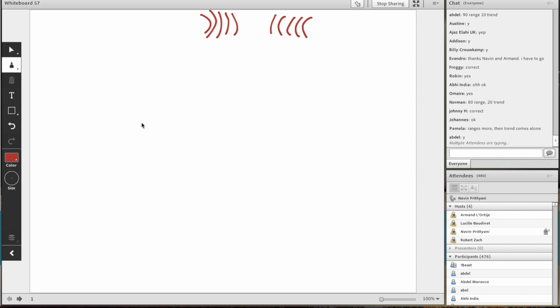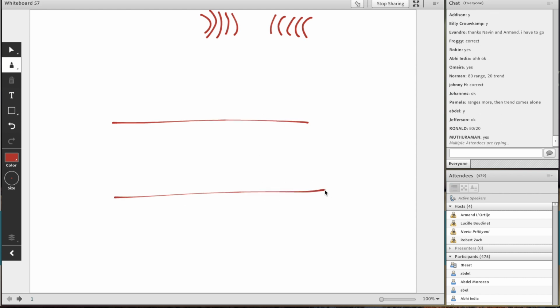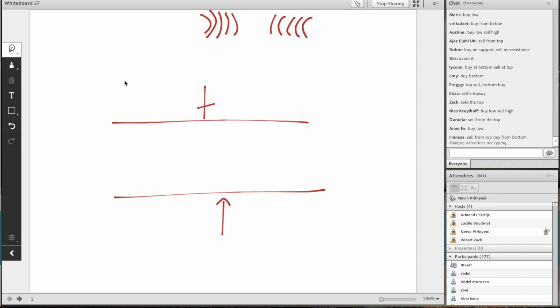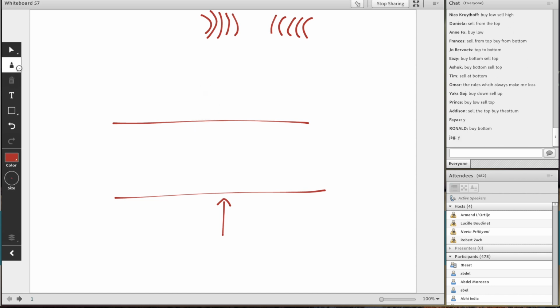What are the rules for trading ranges? How do you trade a range? Good. Common sense knowledge, right? Sell from the top, buy from the bottom. If it's not common sense, it's going to be common sense. Don't worry. Okay, so sell from the top, buy from the bottom.